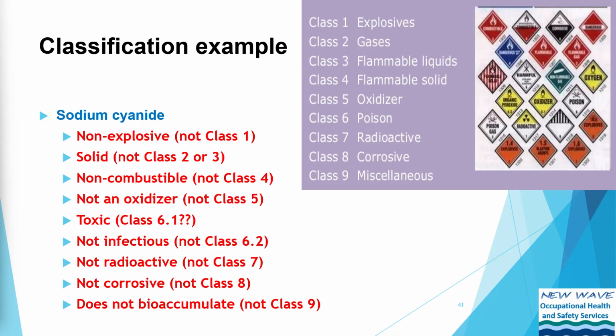The fact it is solid means it cannot be in either class 2 or 3, which deal with gases and liquids. The fact it is non-combustible means it is not class 4. The fact it is not an oxidizer means it is not class 5. What about class 6? Well, we do not have enough information yet to automatically eliminate it from class 6.1 toxic. But the fact it is not infectious means it is not 6.2, an infectious substance.